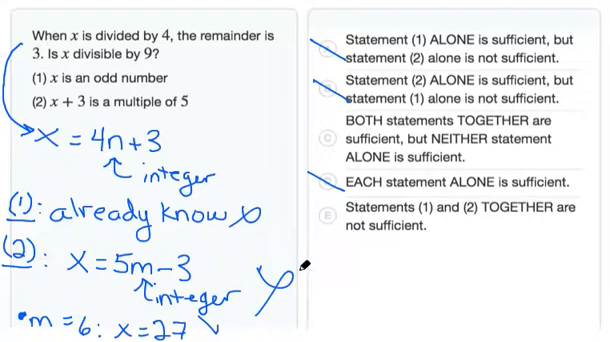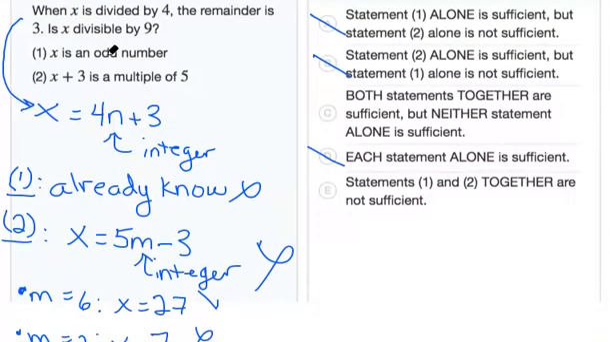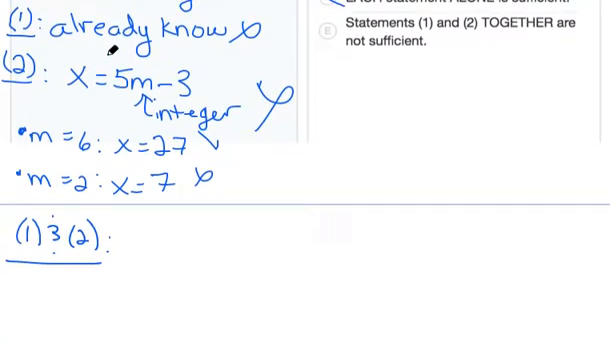So our last resort, if with each statement alone we can't arrive at an answer choice, is to combine the statements. So let's consider both statements together, statement 1 and statement 2, as if we have this information together. Now, statement 1 didn't give us any extra information. So for statement 1 and statement 2 together, we really only have the information from statement 2.